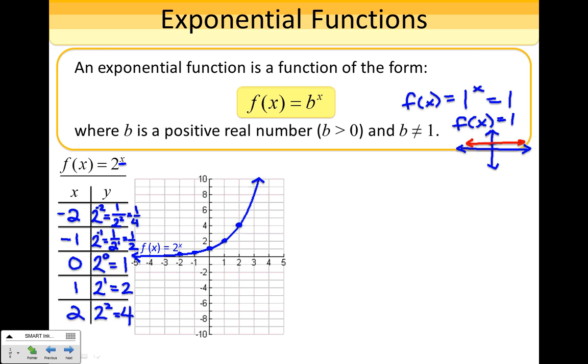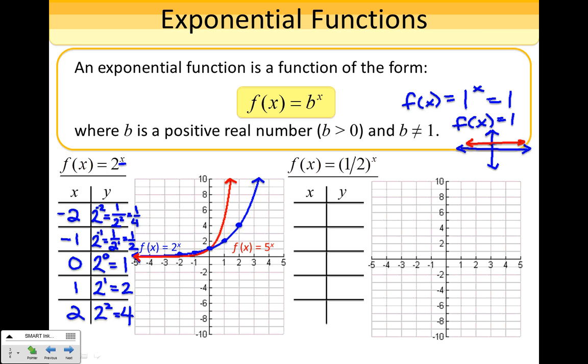All right, let's look at a different example. Okay, so here's another example, f of x equals 5 to the x. And we're going to come back and talk about that in just a second. Let's look at a graph where we have f of x is equal to 1/2 raised to the x. So we're going to do the same thing. We're going to plug in some points for x and get an idea of what the shape of the graph is. So I'm going to stick with -2, -1, 0, 1, and 2.